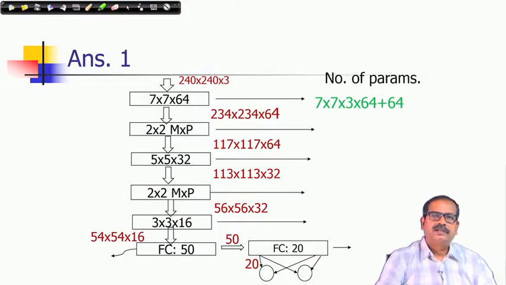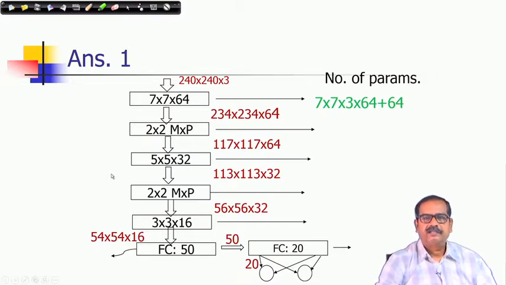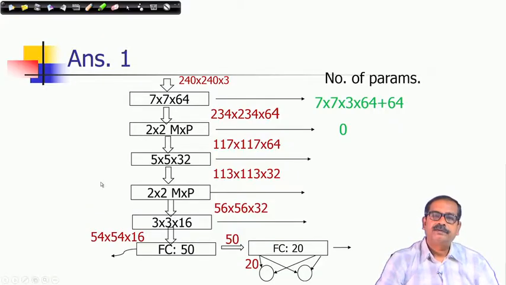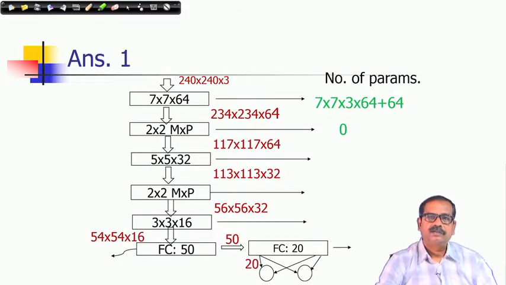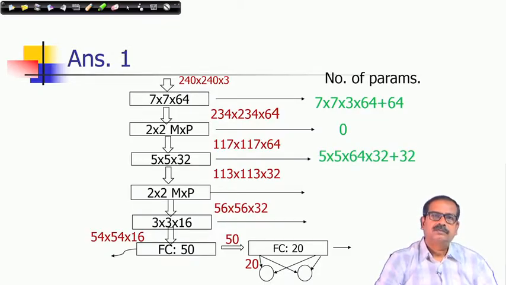Similarly, for the max pool layer, since we know that the max pool layer does not require any weights, as it is already specified by its sizes, the number of parameters would be 0 there. Next layer, 5 cross 5 cross 64, the depth is 64, and how many filters are there? There are 32. So, it should be 5 cross 5 cross 64 cross 32 weights, plus there are 32 biases. So, this should be the number of parameters from this layer. Again there is a max pool layer, so we will have 0 here.